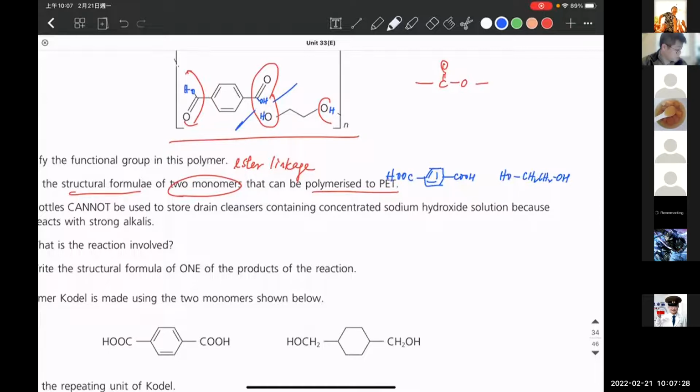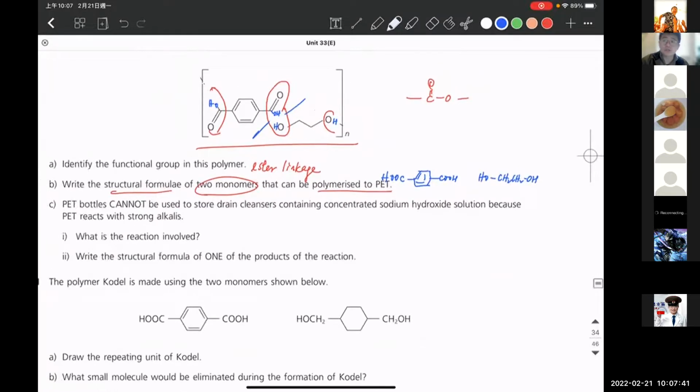PET bottles cannot be used to store drainage cleanser containing caustic soda anyway because PET reacts with strong alkaline. What is the reaction involved? Substitution? Yeah, substitution, is it?